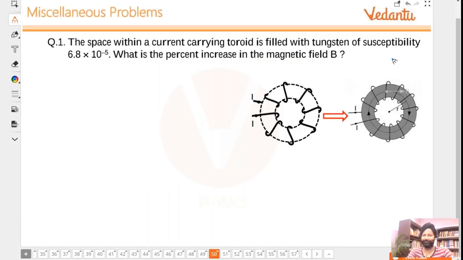Anybody? Nobody was able to do this, is it? This is easy question. Honestly, this is easy question. I will write down the formulas that you would use here. B is equal to mu naught.